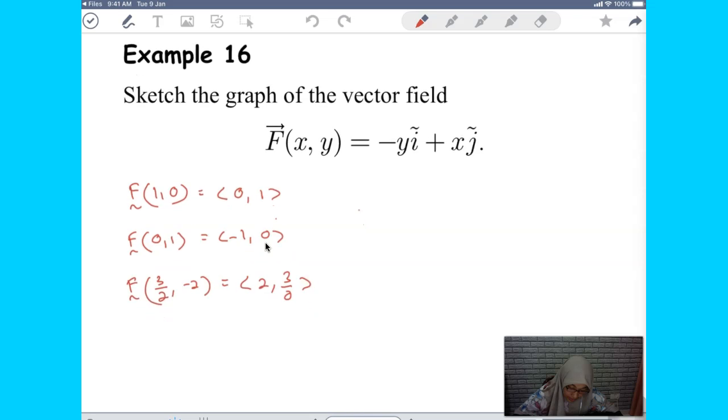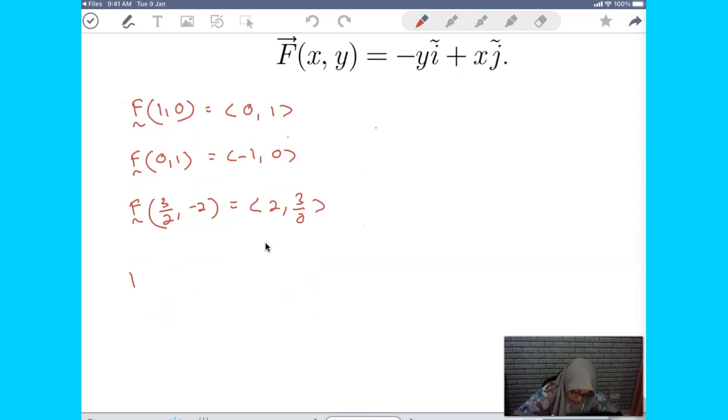Okay, then we choose another point, the input vector. So we have minus 1, 2. So what is the output vector then? Minus 2 and that's minus 1.